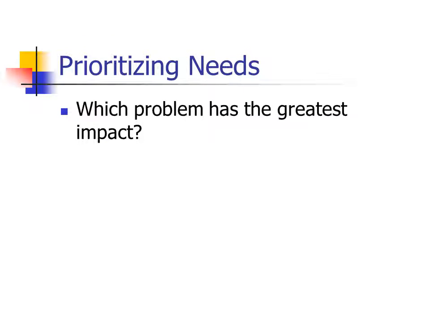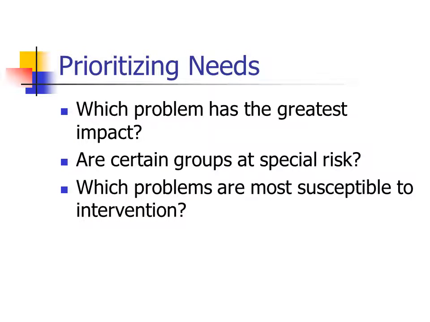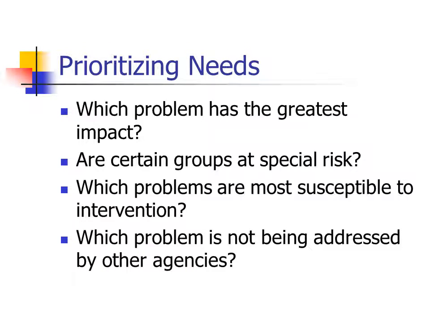All right, so prioritizing needs. We want to ask the question, which problem has the greatest impact? Are certain groups at particular risk for that problem? Which problems are most susceptible to intervention? In other words, which ones can we make a difference in? Which problem is not being addressed by other agencies? So it's another part of the gap analysis. If we see that this particular group, the health department, is focusing on this, then we might want to focus on something else.